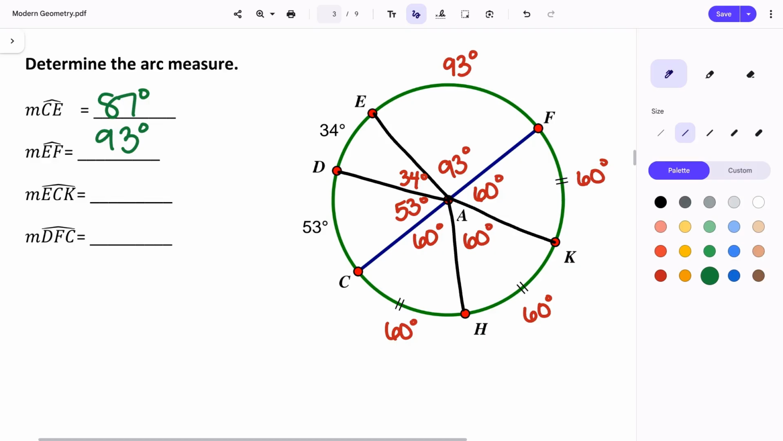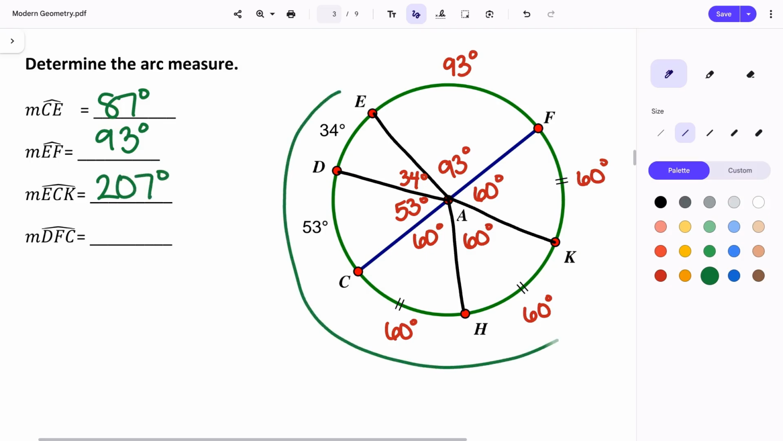I start at E, which is here. I have to go towards C, okay? And I don't want to go this way because I would bypass K. I don't want to hit the other letter that I need to get to. So I want to go E to C this way and then to K. How much is that? 207. You're just going to add 34, 53, 60, and 60. That's how we get that 207.